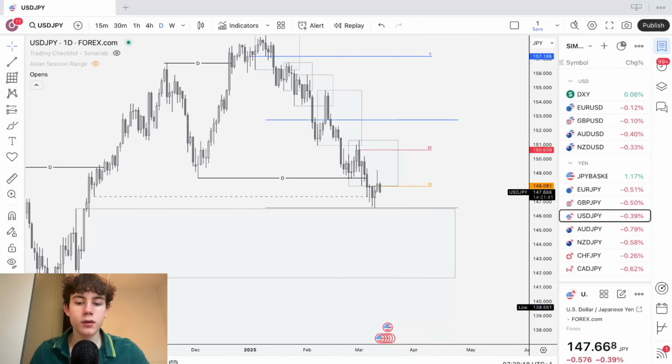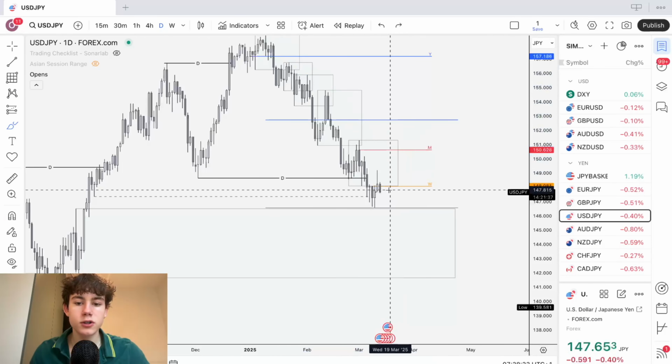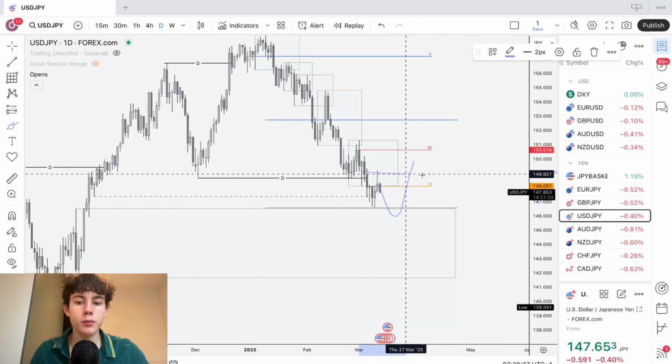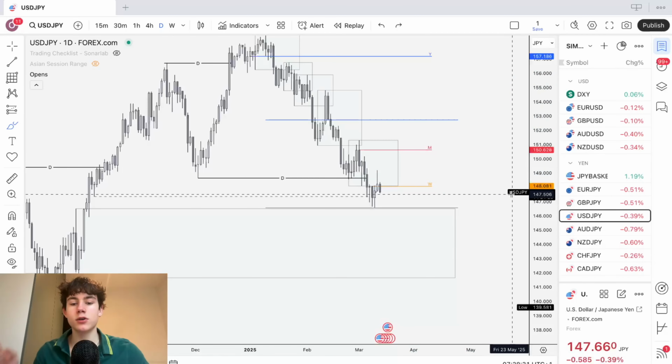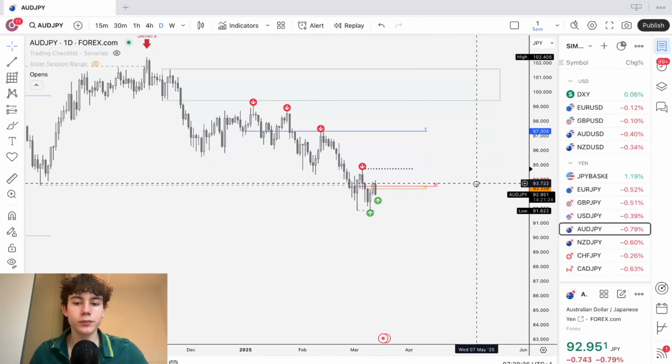So for now also the daily has bearish order flow. So what I would like to see is a swipe of the low, then trade up higher, break the order flow, and now we can look at longs. Okay, so be patient on this pair and just wait and see.